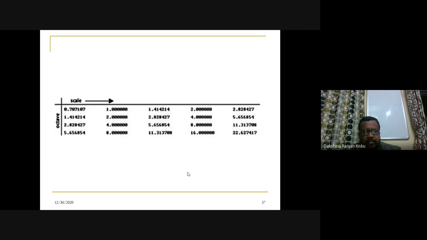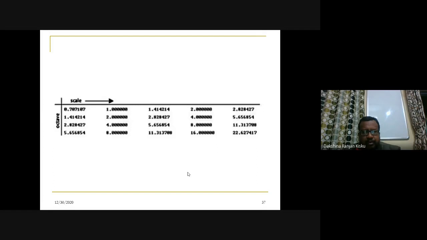We can start from 0.7071, which is the initial value of sigma. After multiplying it with root 2, we can obtain 1. After multiplying by root 2 again, we obtain another value of sigma, 1.41. That means for these values we can obtain the scales in the octave. The first row is one octave, the second row is another octave, the third row is another octave, and the fourth row is another octave.